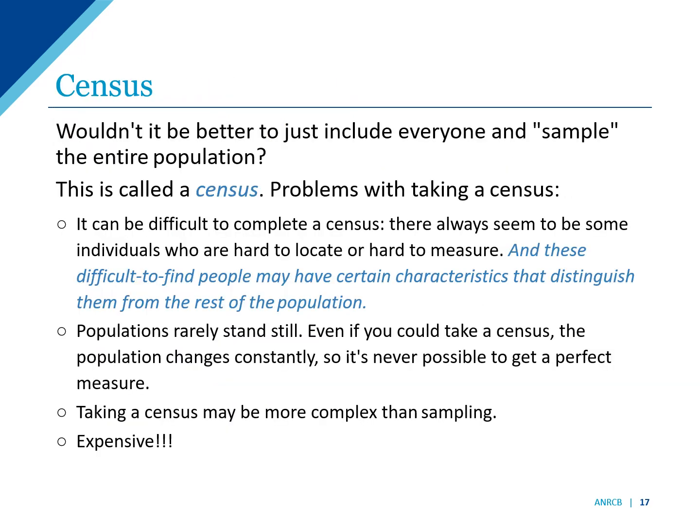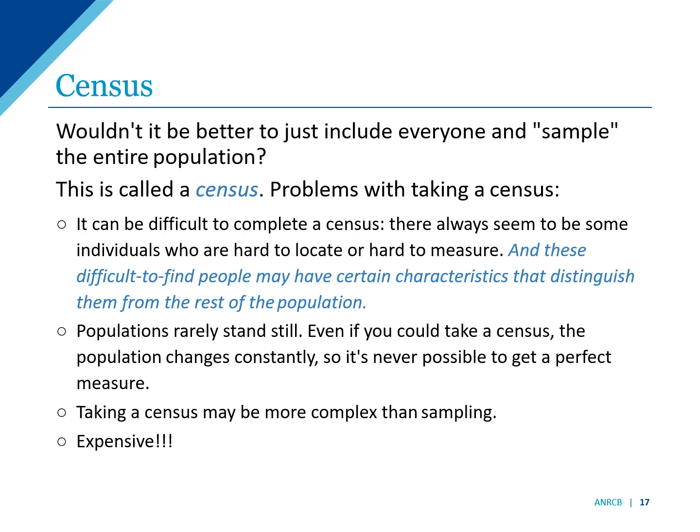Isn't it better to just include everyone? This is called a census, but there are many problems with taking a census. It can be very difficult to complete. There will always be people who are difficult to find or to reach, and typically they are people who have certain characteristics that distinguish them from the rest of the population, so we don't want to miss them.